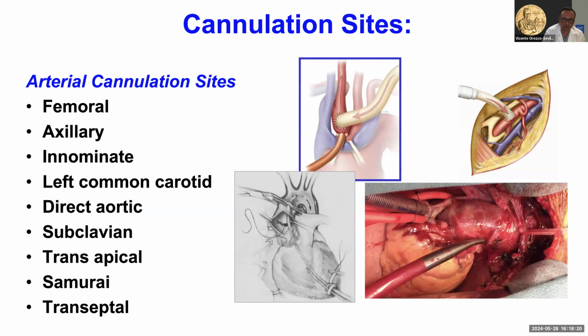So we have to know what kind of cannulation sites we have, and pretty much any artery is good to provide inflow: from the femoral to the axillary, to the innominate, to the left carotid, to direct aortic cannulation, to the subclavian, transapical, and recently the transseptal. Some of you saw us doing some samurai cannulation, for which I think there is a talk. It's just that you transect the aorta and cannulate directly in the aorta, and it is useful in patients with type A aortic dissections. Somebody is going to talk about this, so I'm not going to go into details, but just to mention that those are the new things, and they include the transseptal and the samurai cannulation.